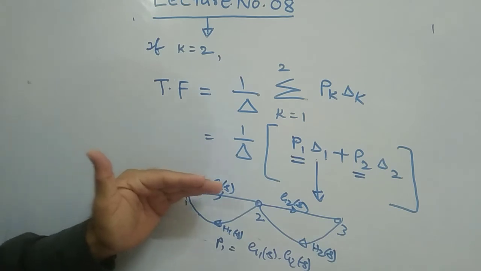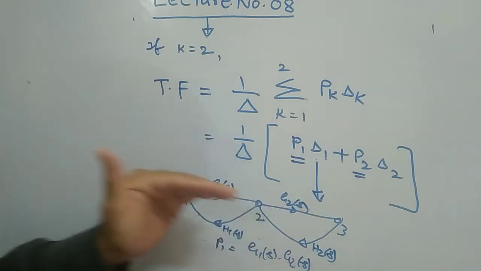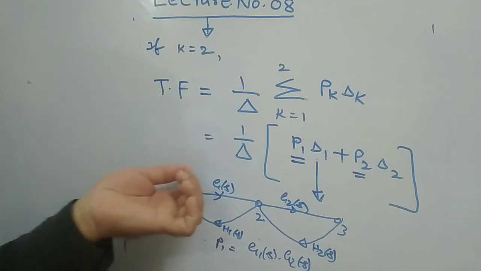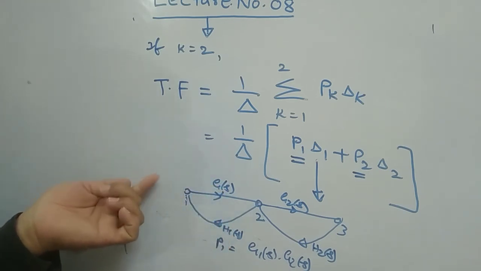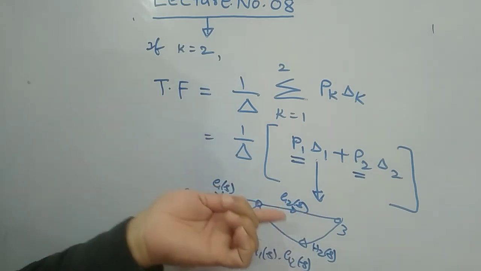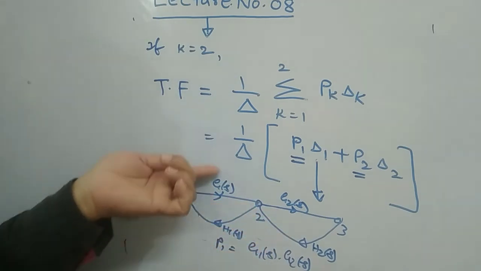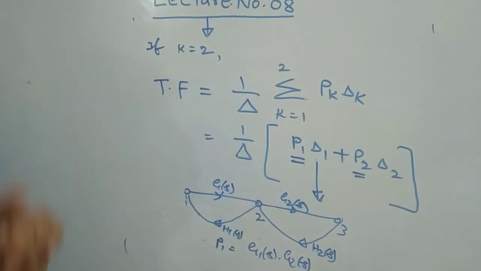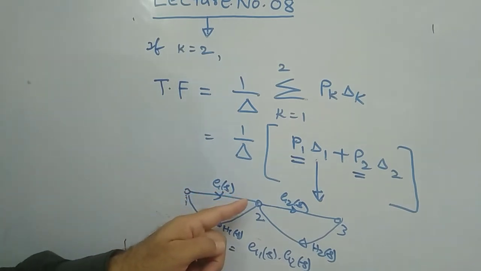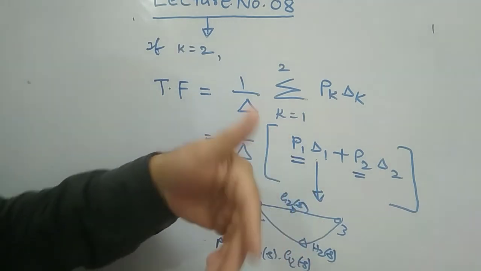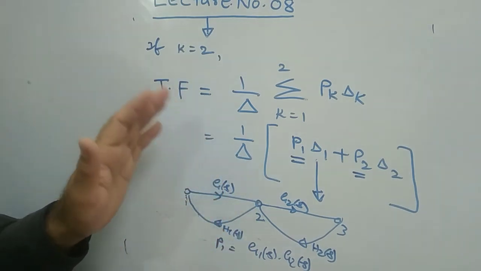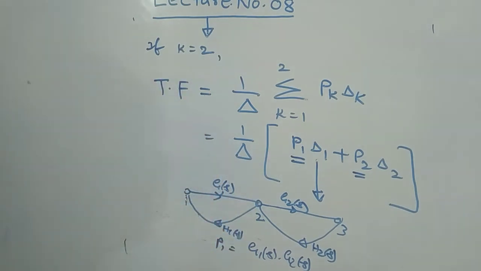For the given forward path, if there is any closed loop available with respect to that path, and if that loop is touching that forward path, then the delta 1 value becomes 1. If it does not touch, then some other value will come. You will understand that while solving similar examples. Otherwise, you will feel a little bit confused.